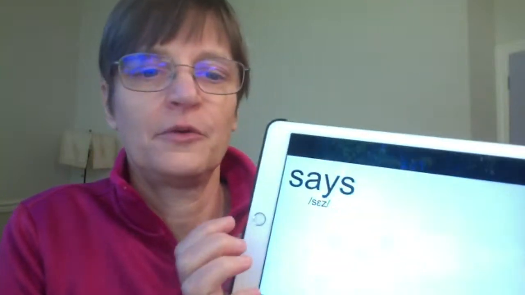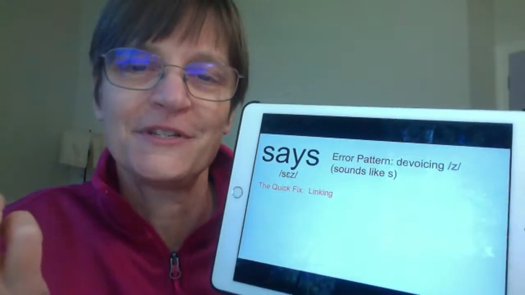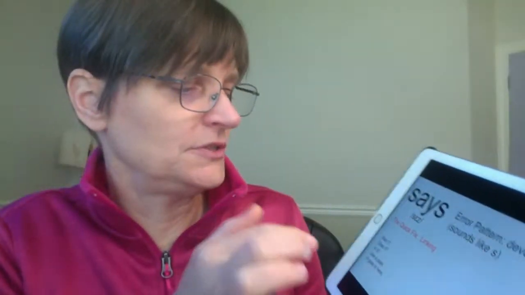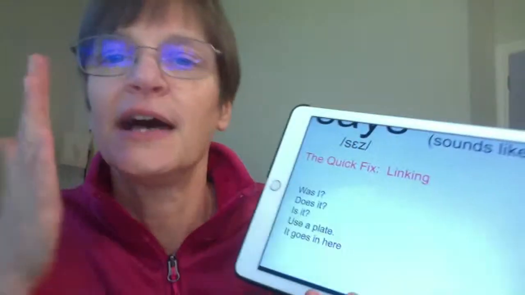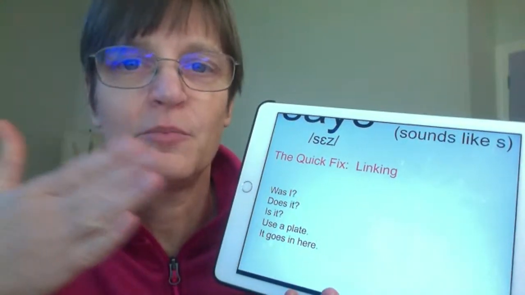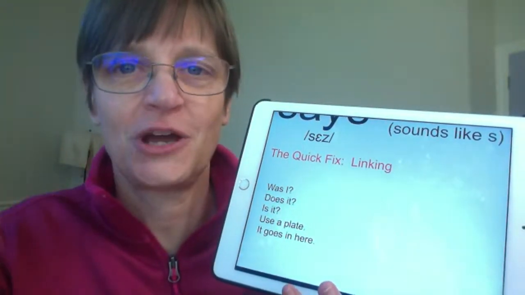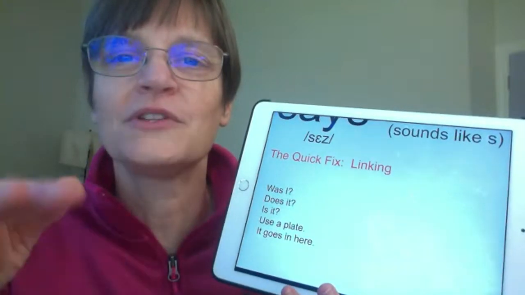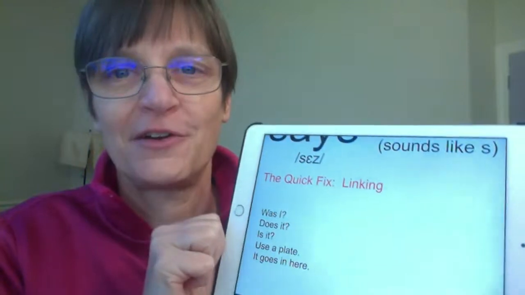So we talked about the word says and the errors you might have, that the Z might be devoiced, but we really didn't talk about how to correct that error. So the quick fix for being able to say your Z sounds at the ends of words is to use linking. In phrases like was it, does it, and use it, I don't make a break between words. I link words in speech. If I broke after every word, my speech would sound very choppy. Instead, we link words together, and that can actually help you and be an advantage when it comes to this error pattern called devoicing.